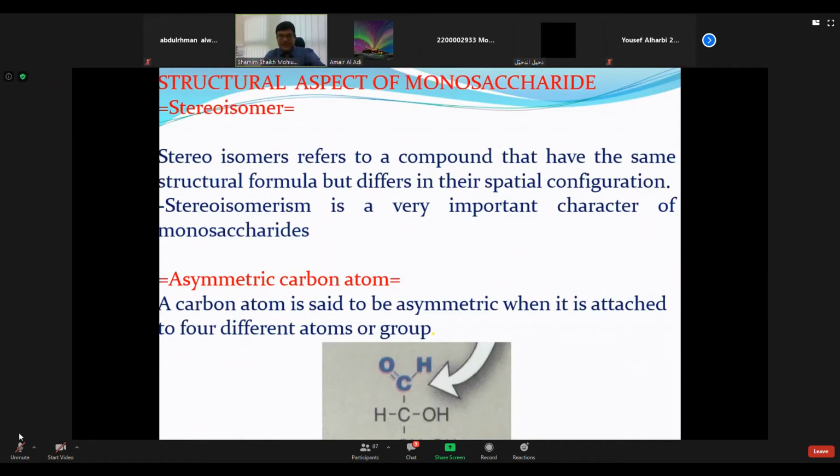Is it okay? Fine. Doctor, I have a question. Yes. Does stereoisomer have an asymmetric carbon atom? Pardon, I cannot hear. Does stereoisomer have an asymmetric carbon atom? For stereoisomer, that particular molecule should have an asymmetric carbon atom inside the structure. Understand? Without an asymmetric carbon atom, there are no stereoisomers. Okay? Fine.